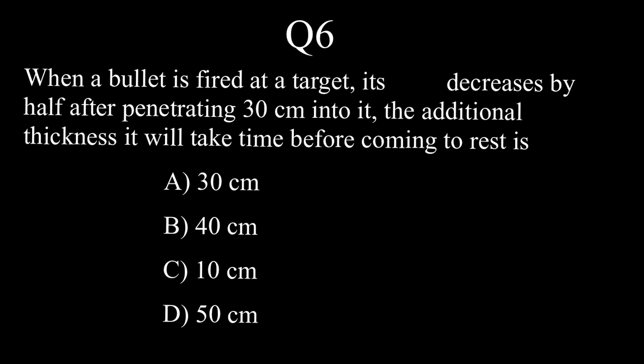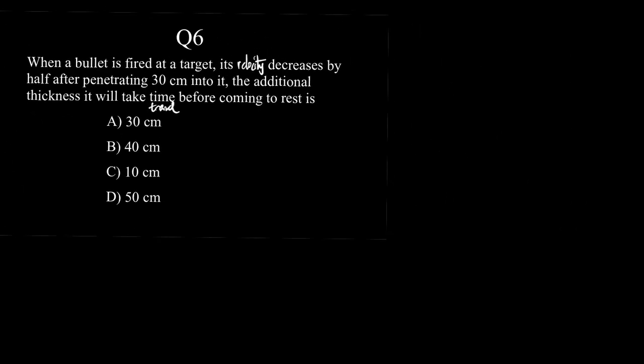When a bullet is fired at a target, its velocity decreases by half after penetrating 30 centimeter into it. The additional thickness it will travel before coming to rest is? Okay, so this is a very good question. Let us first try to visualize this and then we'll try to answer the question.